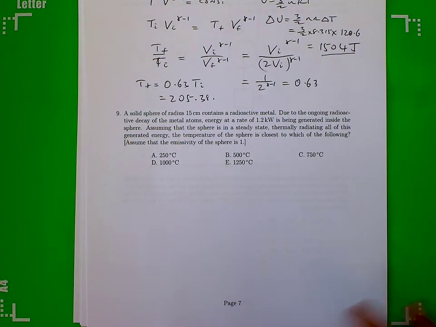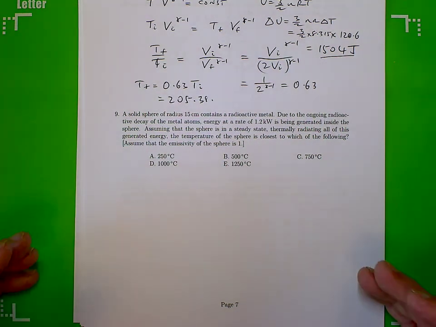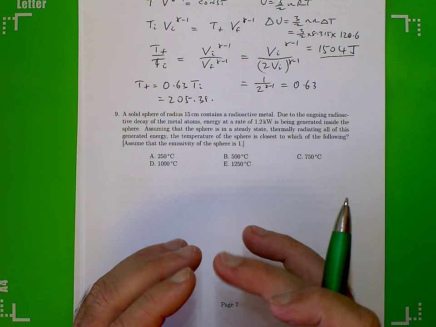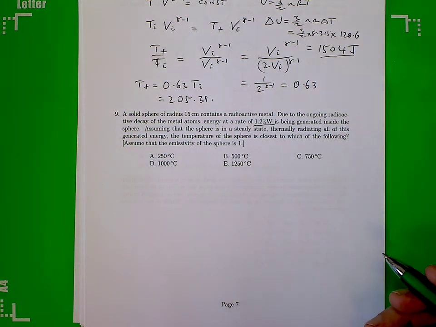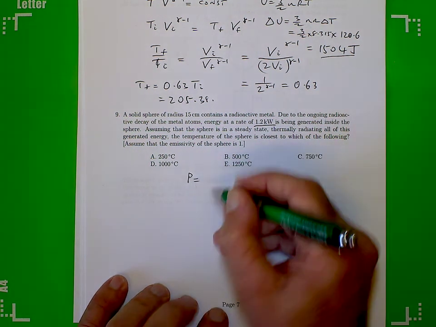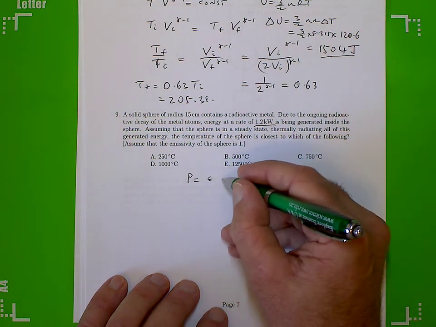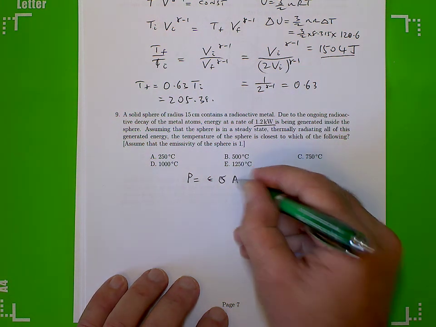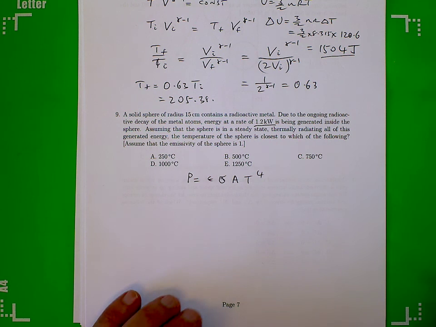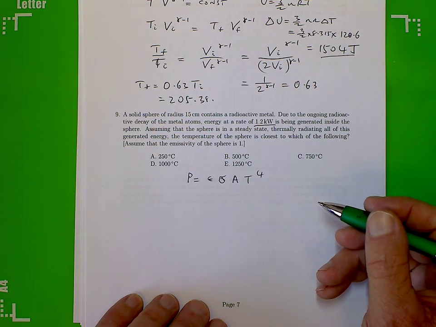Now here's the next one. I'm not sure if it was accidental or deliberate, but the formula was left out. So this is a case of a sphere that is getting rid of heat at a rate of 1.2 kilowatts, and we need to know what temperature it is. So it's blackbody radiation. So the power is given by the emissivity times the sigma constant times the area times T to the 4th. Okay, I remember that formula.